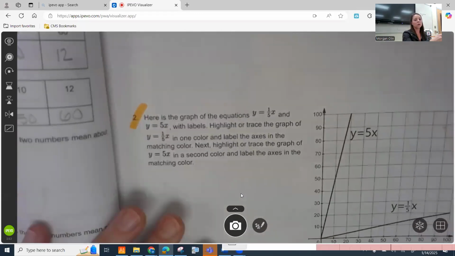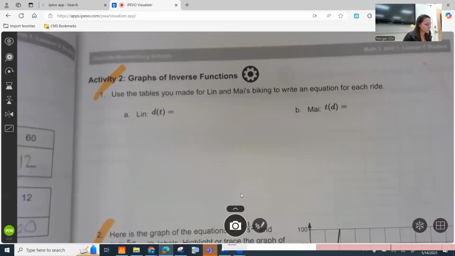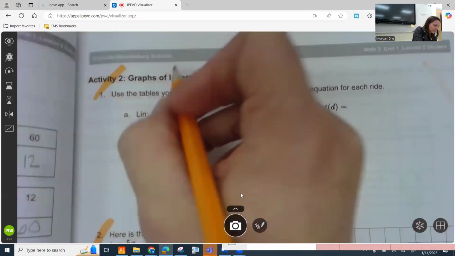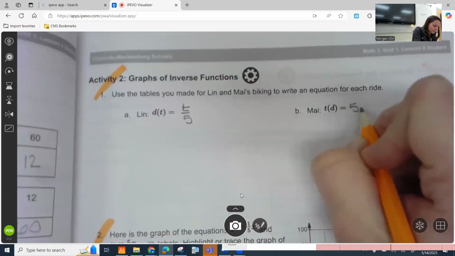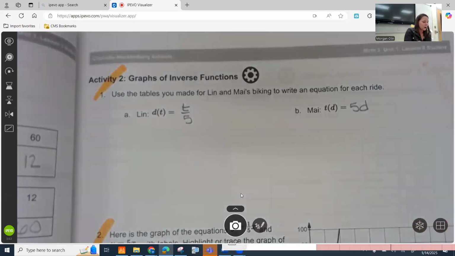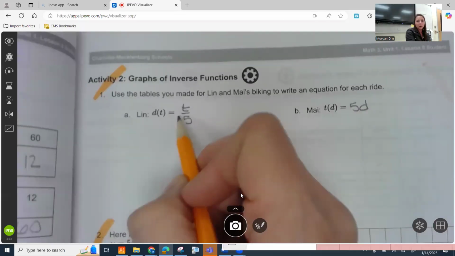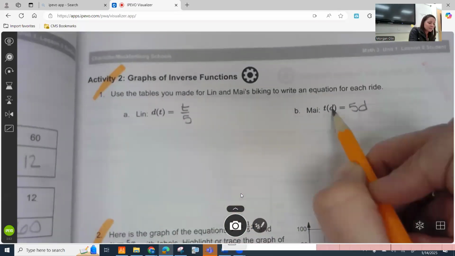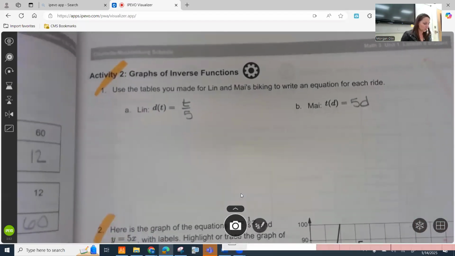All right, so number 2, we're on page 95. We're going to use the tables you made for Lynn and May's biking to write an equation for each ride. Okay, so here we actually already did make the equations. All right, so here this is t divided by 5. And then this was 5 divided by d. Notice this was d of t because t is basically the x value, our independent variable. Here, this was t of d because d, our distance, was our independent variable here. So we already wrote our equations.